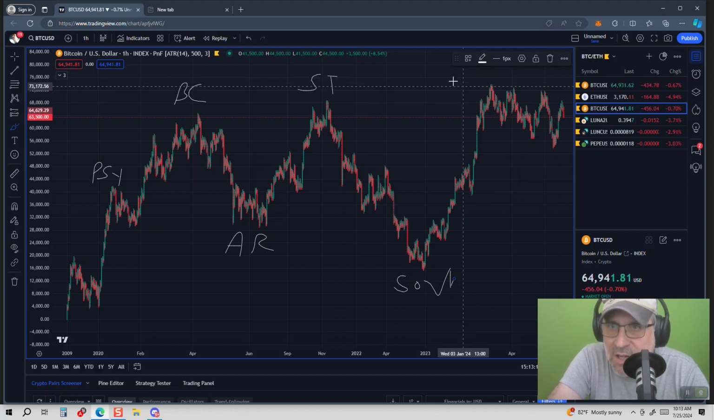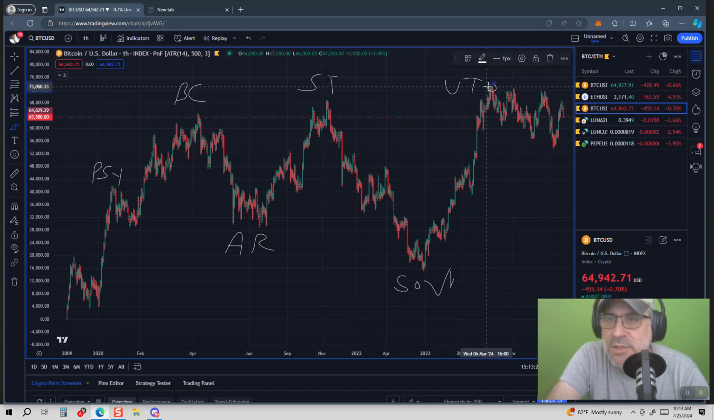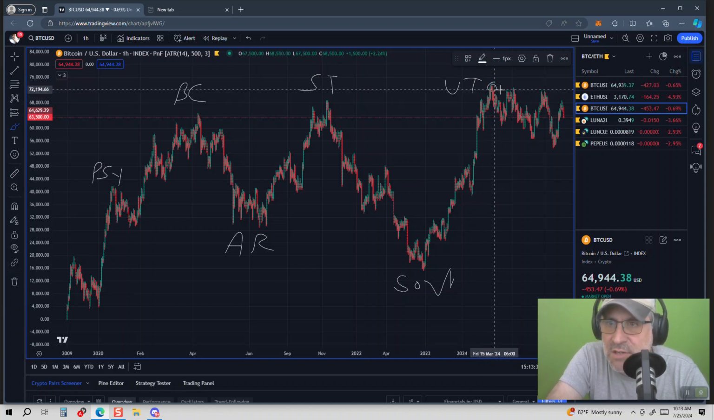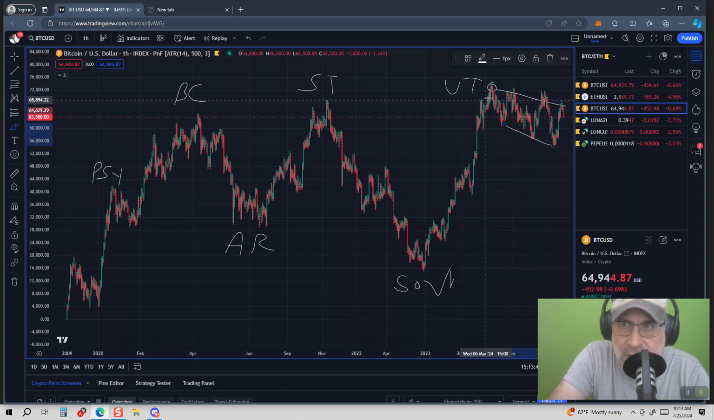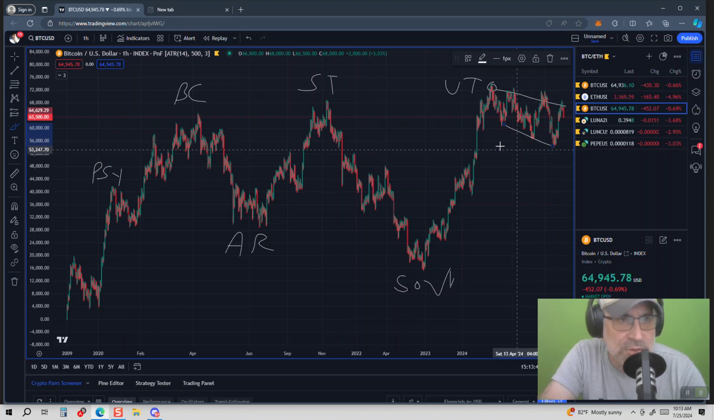We're going to call this area just an upthrust because we did make an all-time high back in March, right? This is where we hit the 73 or 74, whatever it was. So that was the all-time high. So this technically is an upthrust. But since then, we've had a series of lower highs and lower lows on expanding waves. So that's not very good, but we'll talk about that in a few minutes.